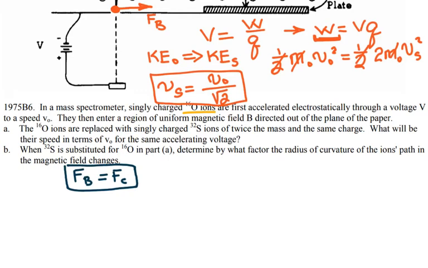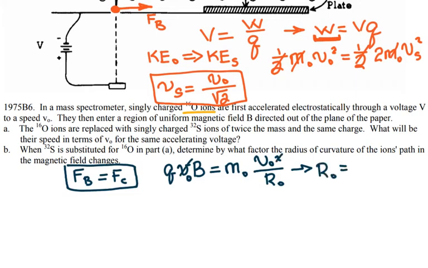For the magnetic field force acting on the charge, I have QVB. The charge is the same, and the velocity of the oxygen, and that is equal to the centripetal force of the oxygen. So the mass of the oxygen times the velocity squared of the oxygen over the radius of the oxygen. Now I can cancel one of the velocities, and I have the radius of the oxygen is equal to M sub 0 V sub 0, of oxygen, divided by Q times B.